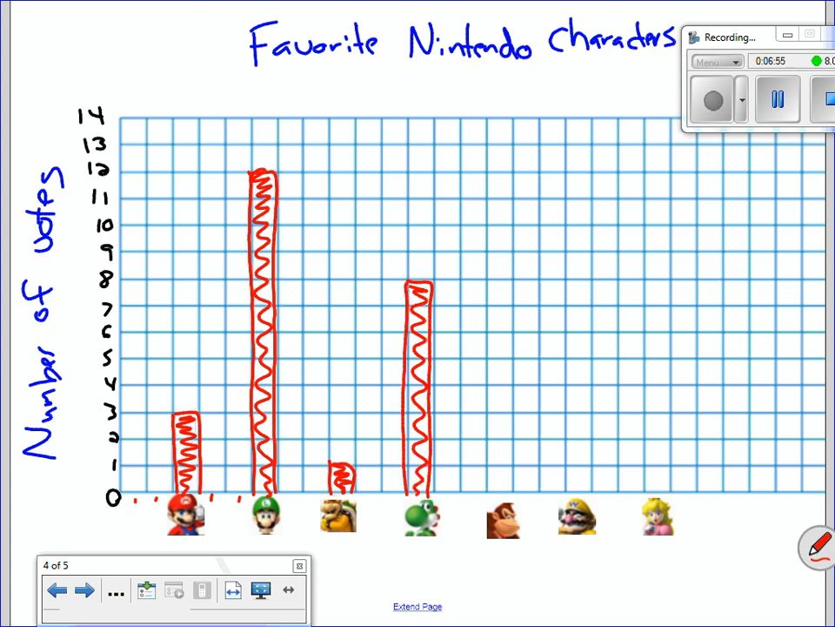Let's say Donkey Kong had 5 votes. Let's say Wario had 0 votes, so I'm just going to leave that one blank. And Peach had 14 votes. Peach is pretty fun to drive with on Mario Kart. She's a good driver. Perfect. That's what your bar graph looks like.